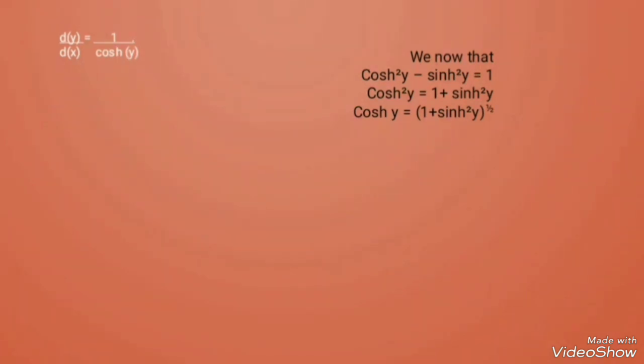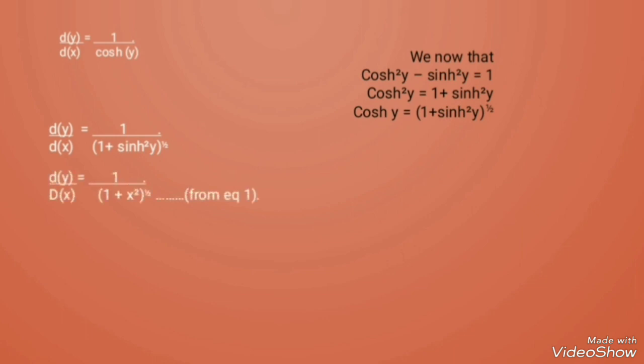Taking the square root on both sides, we get cosh y is equal to the square root of 1 plus sinh square of y. Putting this value in the above equation in place of cosh of y, we get dy by dx is equal to 1 by the square root of 1 plus sinh square of y. Therefore dy by dx is equal to 1 by the square root of 1 plus x square.